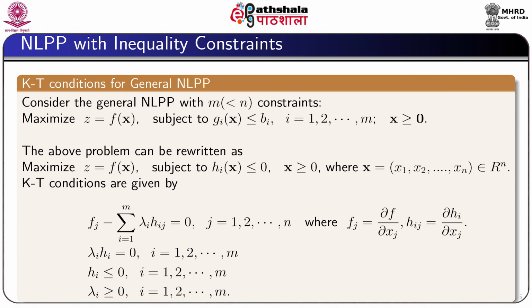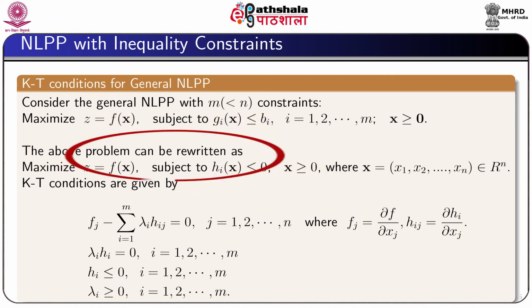Now, we proceed to find the KT conditions for general NLPP. Consider the general NLPP with m less than n constraints. Maximize z equal to fx subject to g_i x is less than equal to b_i, where x is greater than equal to 0.